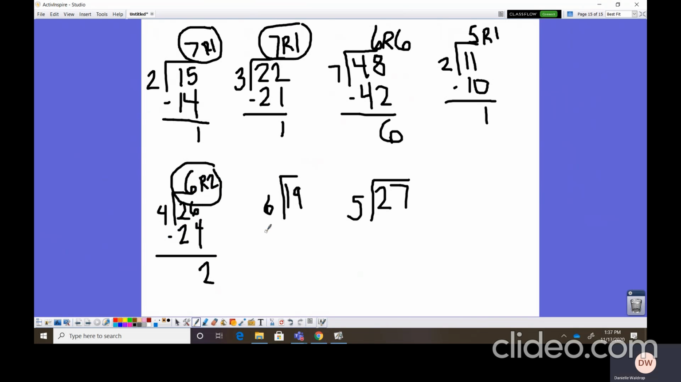Okay. 19 divided by 6. 6 times 1 is 6. 6 times 2 is 12. 6 times 3 is 18. 6 times 4 is 24. It's too big. So I'm going to go with the 3. So I'm going to put my 3 on top of the 9. 3 times 6 is 18. So I'm going to subtract. 9 minus 8 is 1. 1 minus 1, of course, is nothing. So 3, remainder 1.